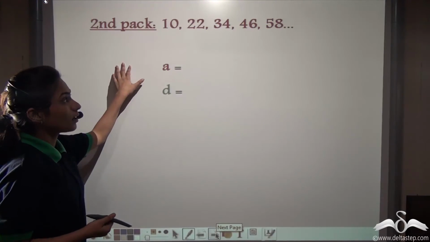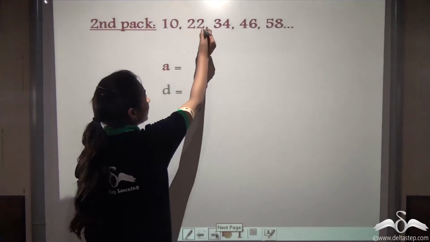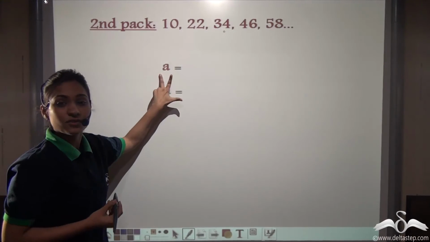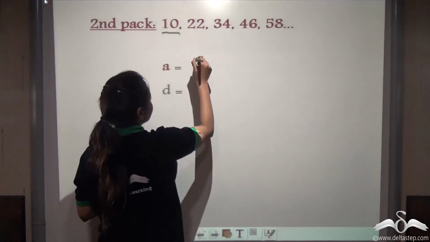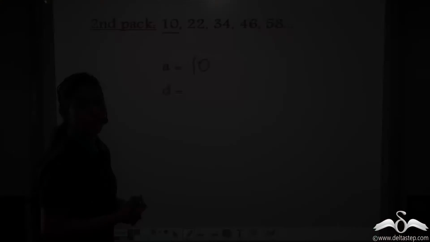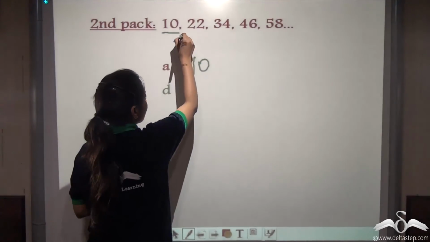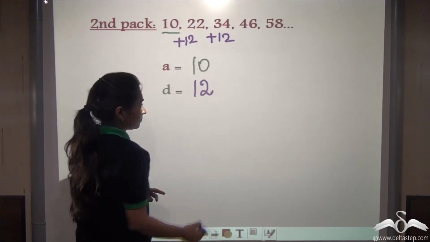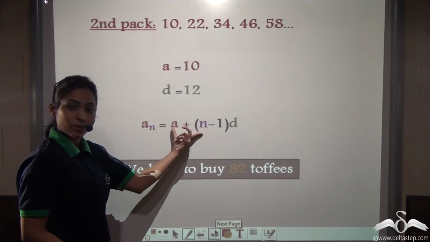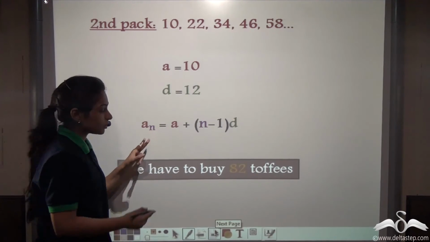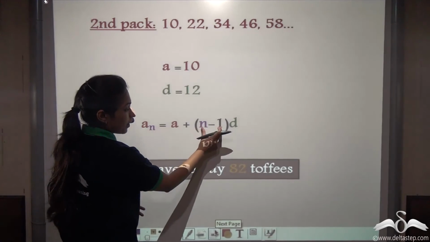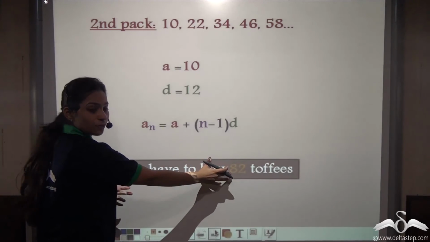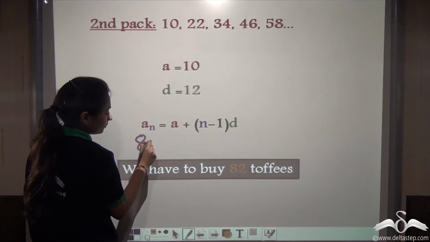So the second pack actually had this pattern: 10, 22, 34, 46, 58 and so on. So what is the first term of this AP series? It is 10. And the common difference is plus 12. So 12 is the common difference. So again, they will check with this formula for the nth term, an is equal to a plus n minus 1 into d. So they will follow the same pattern they had used before. Now you have to buy 82 toffees, so just substitute here.